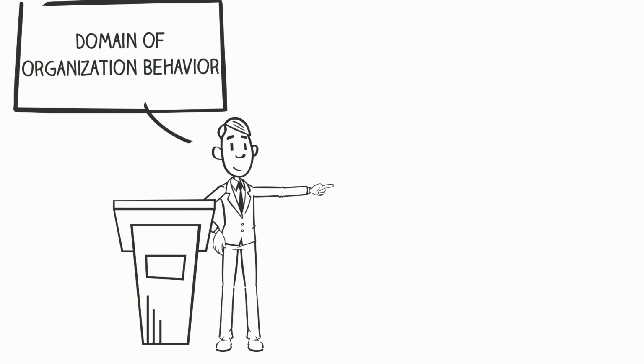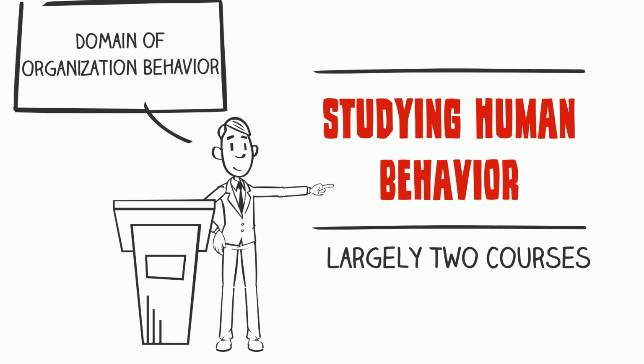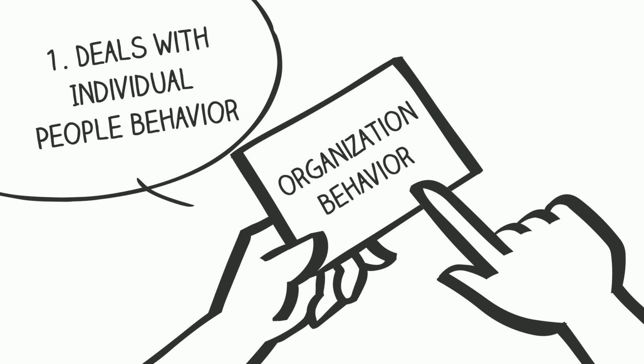In the domain of organization behavior, which means studying human behavior within an organization context, there are largely two courses. There is one which deals with individual people behavior. This is what we call organization behavior. Here we talk about human personality, what exactly motivates people. But remember, here we are talking about individuals as the unit of analysis.